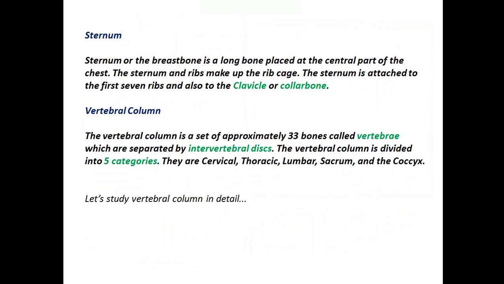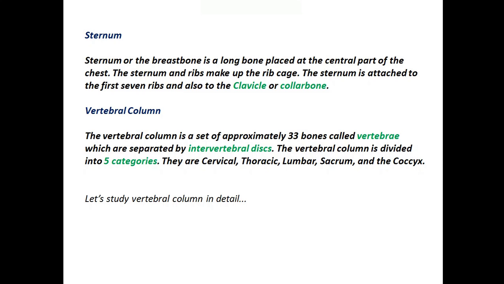Continuing. Sternum. The sternum or breastbone is a long bone placed at the central part of the chest. The sternum and ribs make up the rib cage. The sternum is attached to the first 7 ribs and also to the clavicle or collarbone.